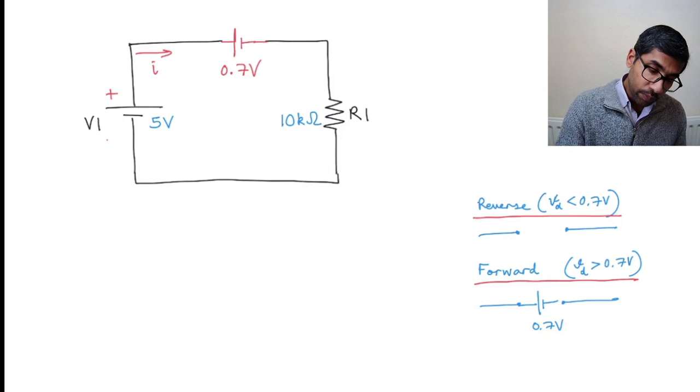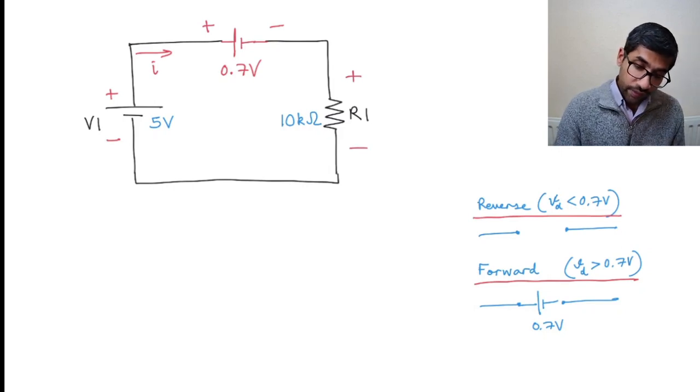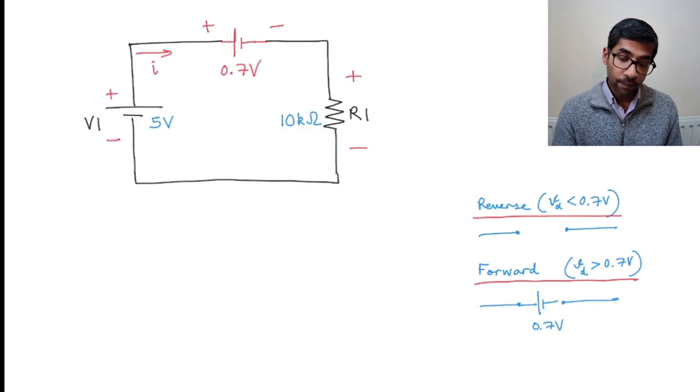So this is plus minus, and there's a voltage drop here like this, and there's a voltage drop here, plus minus. This end of the resistor is the more positive end. Why? Because the current is flowing through the resistor like this, from the positive end to the negative end. Okay, so let's try to find out the current.